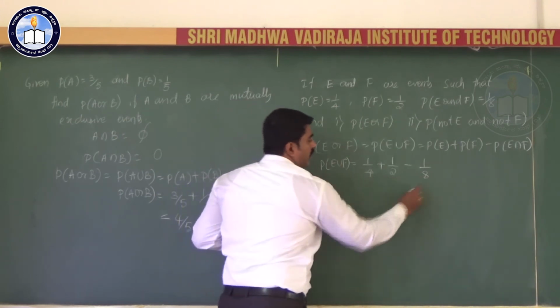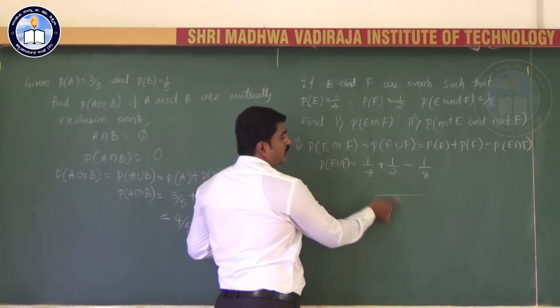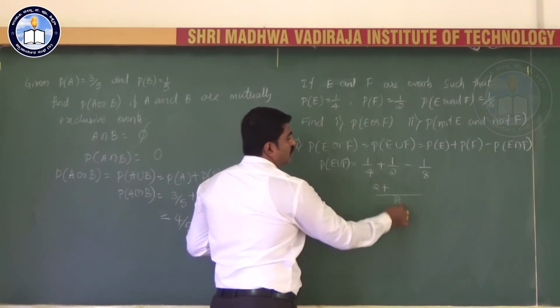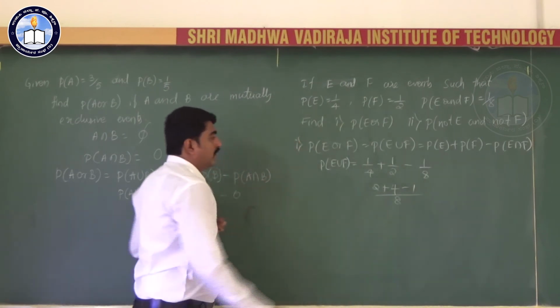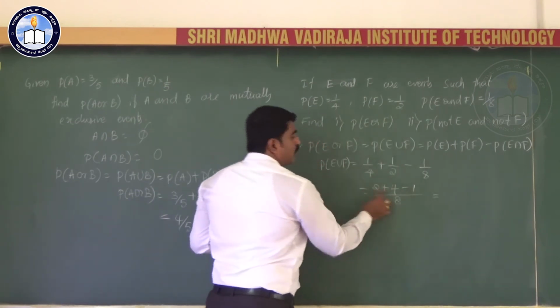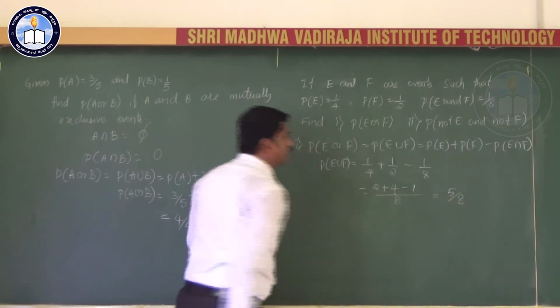So for 4, 2, 8, 8 is the LCM. 4, how many times does it go? 2 times, so 2 ones are 2, plus 2 fours are 4, into 1, 4, minus 8 ones are 1 into 1, 1. So the answer is 2 plus 4, 6, 6 minus 1, that is 5, so 5 by 8.